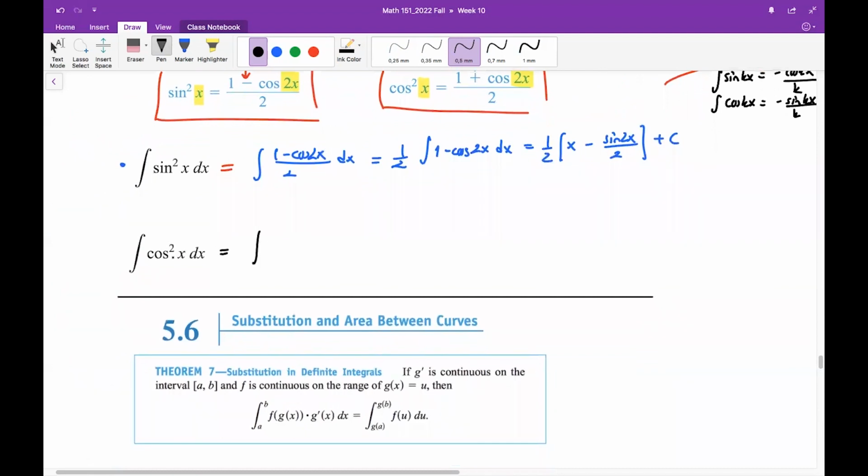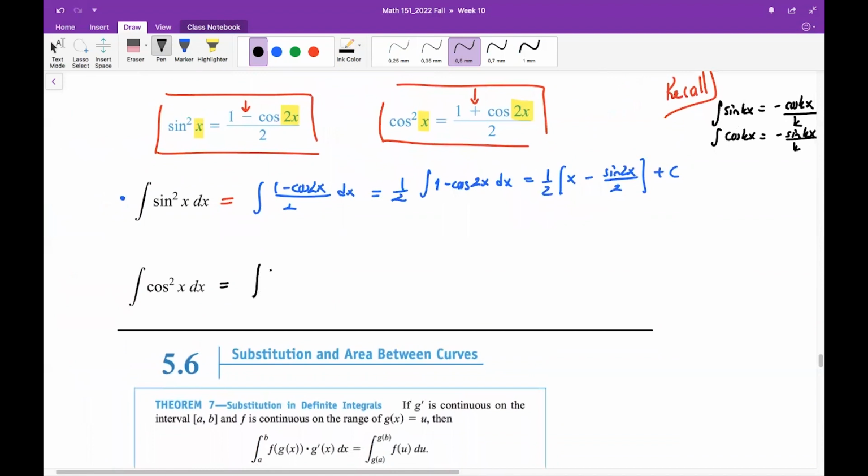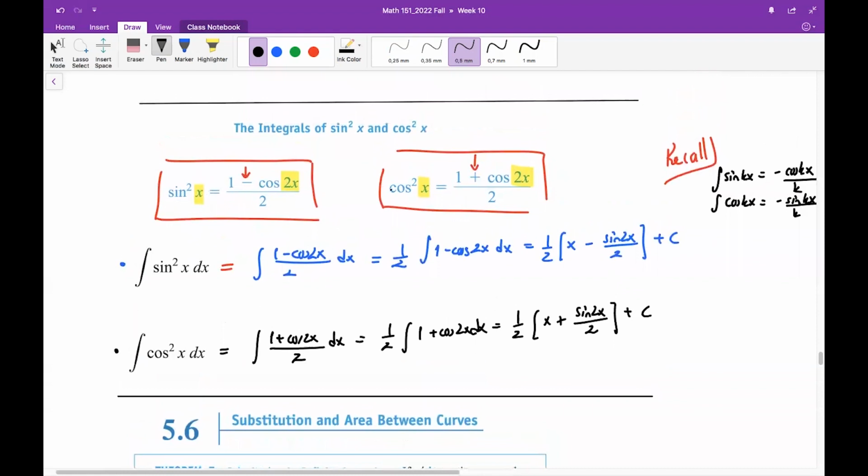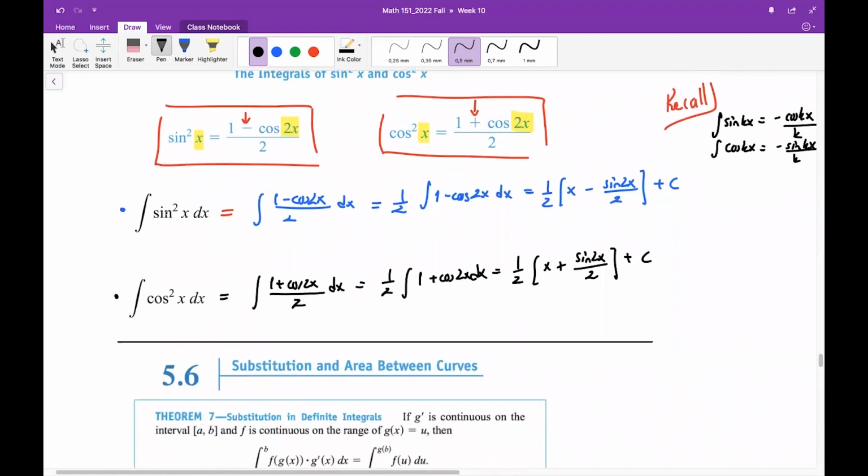And similarly, cosine square x is also integrated by using this trigonometric formula. So 1/2 goes out, 1 plus cosine 2x dx, it is 1/2. Integral of 1 is just x. Integral of cosine 2x is sine 2x over 2. And then plus this arbitrary constant. So these trigonometric formulas for sine square x and cosine square x are very useful because you need them to integrate sine square and cosine square x function. So I stop here. Thank you for your attention.